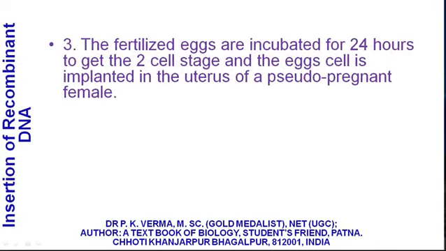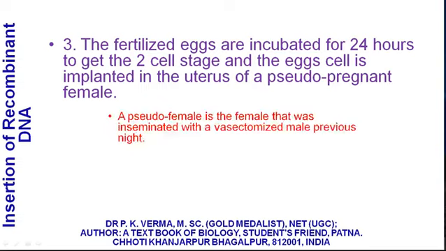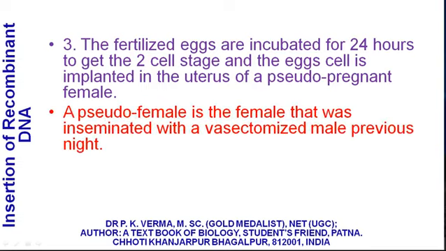The fertilized eggs are incubated for 24 hours to get the two-cell stage, and the egg cell is implanted in the uterus of a pseudo-pregnant female. Who is the pseudo-pregnant female? A pseudo-pregnant female is a female that was inseminated with a vasectomized male the previous night.